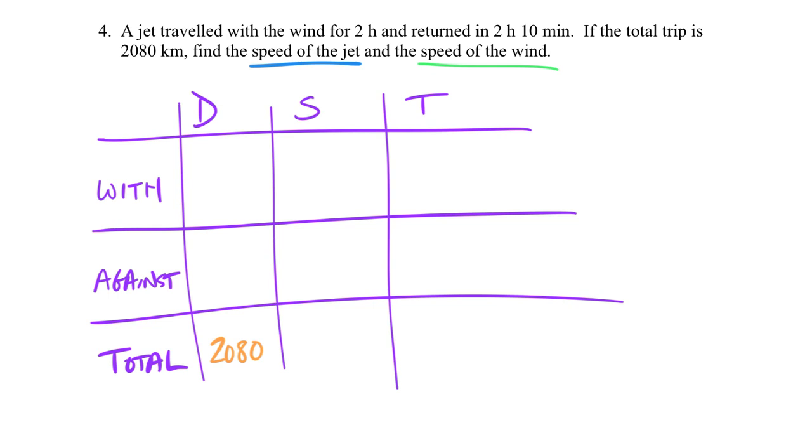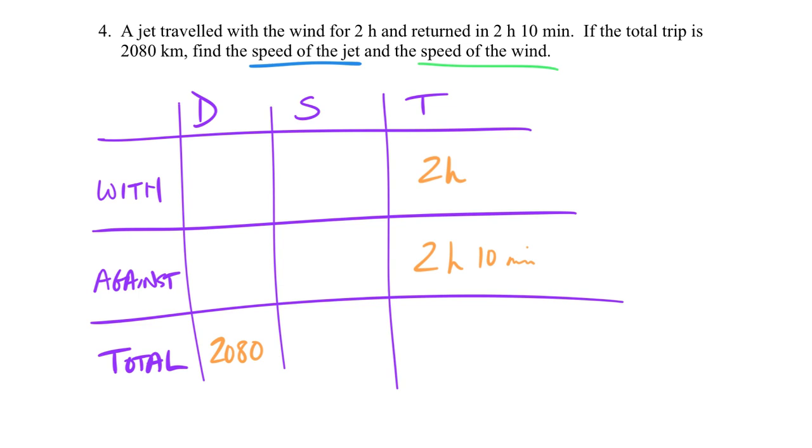Because now I can plug in my time and I could say 2 hours and then 2 hours and 10. Oh, wait a second. Now I'm writing in two different units. Okay, I don't want to do that. I want to keep everything in terms of the same units. So I have a choice. I could change them both into hours or change them both into minutes.